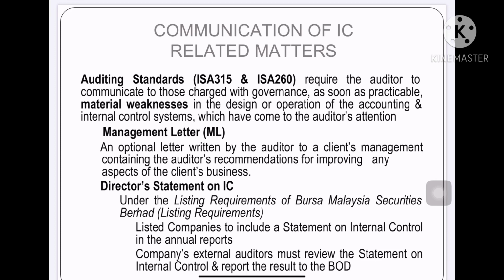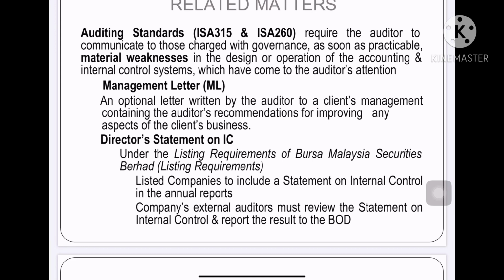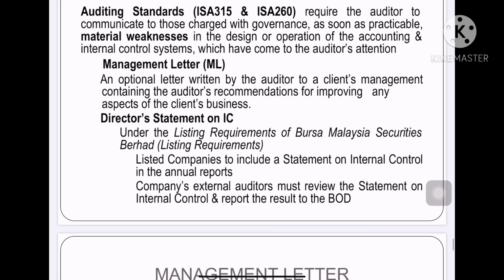Alright, number 2 is the directors' statement on internal control. Under the listing requirements of Bursa Malaysia Securities Berhad, listed companies must include a statement of internal control in the annual report. So they have to state all these things in their annual report. The external auditor must review the statement on internal control and also report the result to the board of directors.